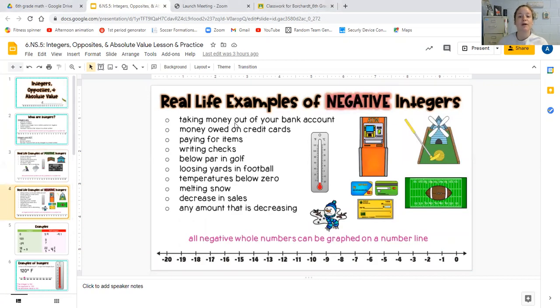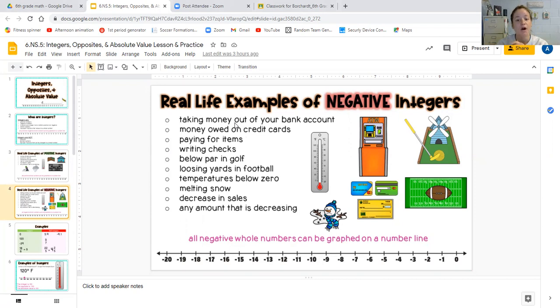All right, let's talk about real life examples of negative numbers. Okay, when we're talking about negative numbers on a horizontal number line, remember those numbers are to the left. And if we're talking about numbers on a vertical number line, the negative ones are below 0. That keyword below will let you know that it is a negative number. Okay, so taking money out of your bank account, if you went to the store to spend your money, that is now a negative integer. You're taking it away. Money owed on credit cards. So if you owe money to someone, that is a negative number.